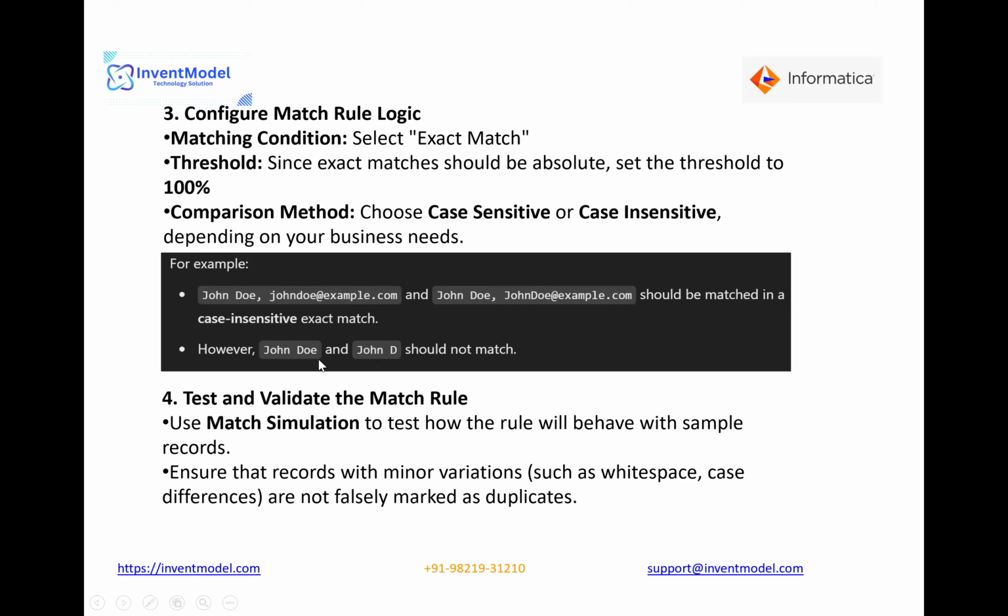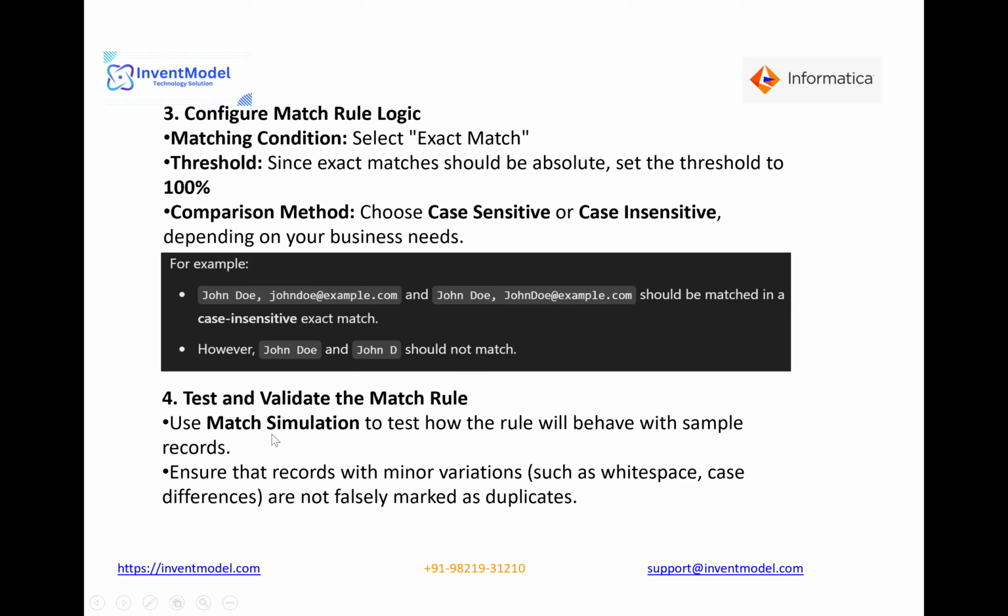However, John Doe and John D should not match. So what it is saying is, the name John Doe and John D are two different records, so they should not match. In the previous example, it can match because only the case difference is there. But in this next example, John Doe and John D, the values are different, so they won't match. Now, fourth is test and validate the match rule.